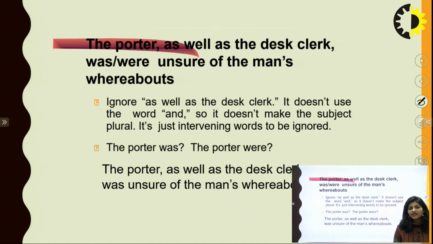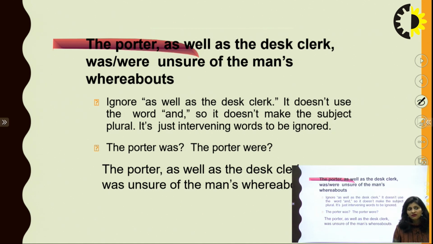The porter as well as the desk clerk was or were unsure of the man's whereabouts. So ignore here "as well as the desk clerk," because it doesn't use "and" here. Now we are not using "and" between the porter and the desk clerk, so obviously it is not going to make it a plural subject. We are not using it like this; we are using "as well as." So here the subject is just the porter. The phrase which has come in between is just intervening words, so you need to ignore it, right?